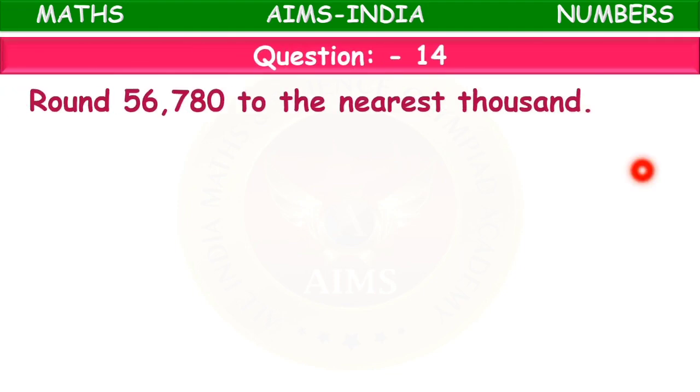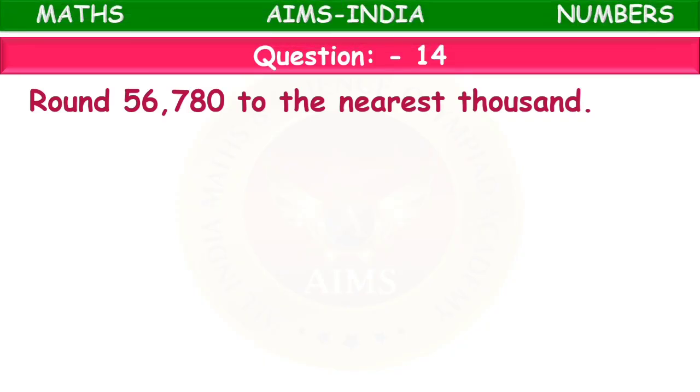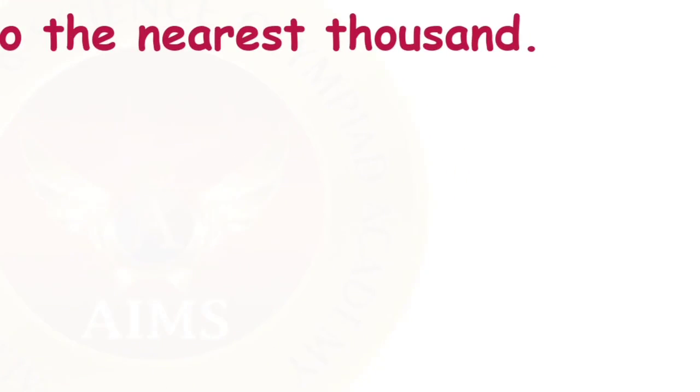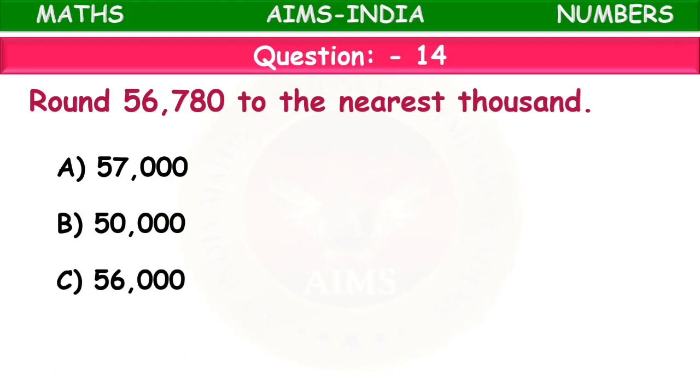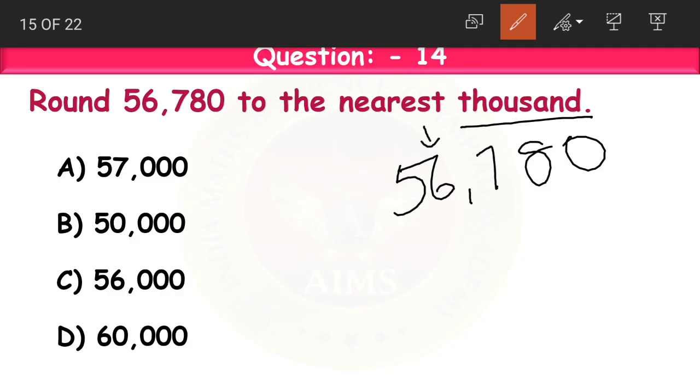Question number 14. Round 56,780 to the nearest thousand. Option A: 57,000. B: 50,000. C: 56,000. D: 60,000. Again we have the number 56,780. For rounding off to the nearest thousand, we look at the digit in the hundreds place. It is 7. That is greater than 5, so we round up.